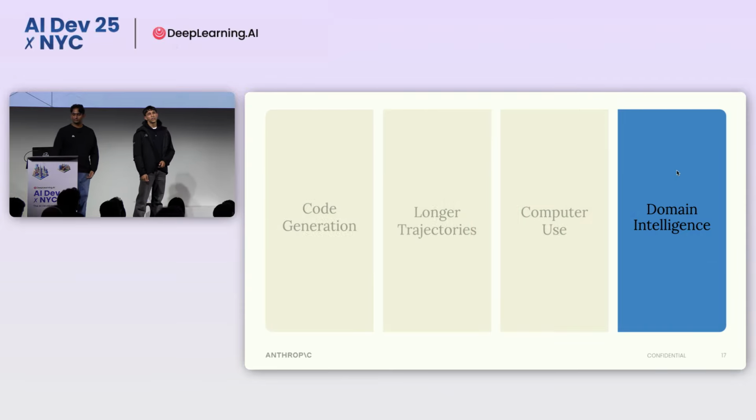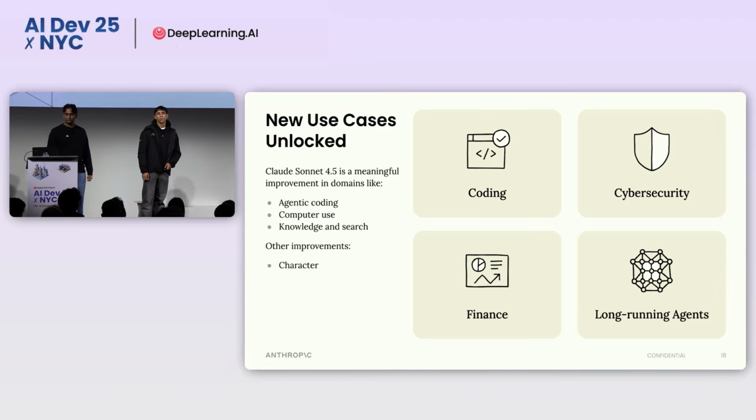And the last thing here is domain intelligence. We've already talked about Claude's strengths in coding, computer use, knowledge, and search, but some other areas that we see Claude becoming more and more useful for are things like financial domains and cybersecurity, and this is an area in which we continue to make improvements and are focusing on a lot. One of the things some of you might have seen is Claude for Life Sciences released recently. That's an example of this, and we plan to continue releasing more.